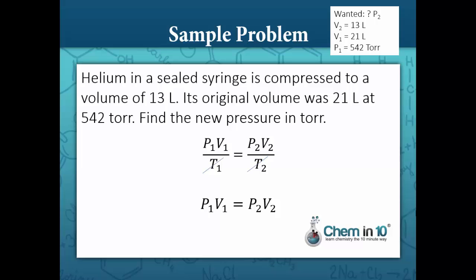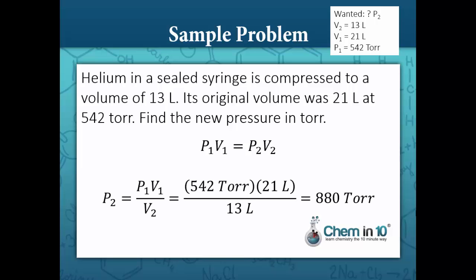P1V1 equals P2V2. We want to find the new pressure, so we're going to divide each side by V2, and we get P2 is equal to P1V1 over V2. P1 is 542 torr, V1 is 21 liters, all over V2, which is 13 liters, and we get a new pressure of 880 torr.